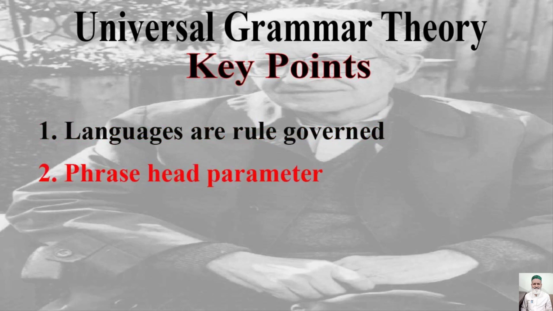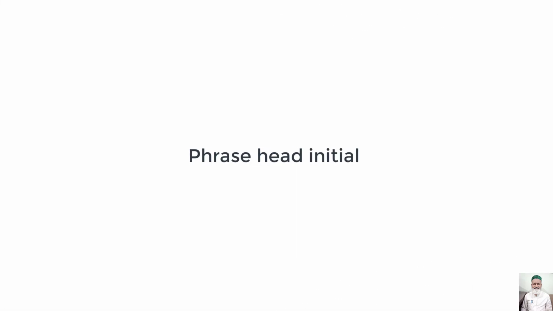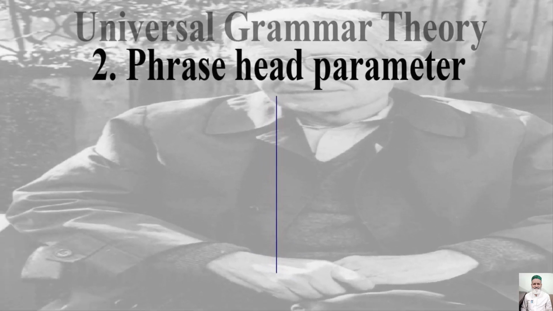The next point is phrase head parameter. This parameter says that languages contain phrases and phrases have their heads, which are known as phrase heads. On the basis of phrase head position, languages can be divided into two groups. One group consists of the languages in which the phrase head occurs in the beginning, meaning phrase head initial, whereas in the other group, languages have the phrase head in the final position. Let us try to elaborate it with examples.